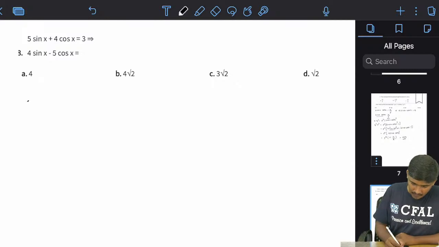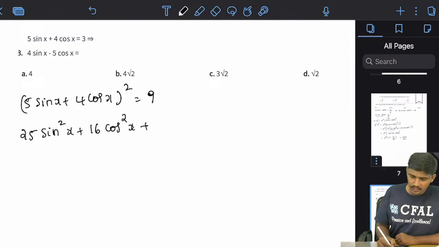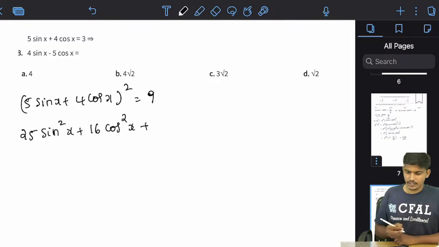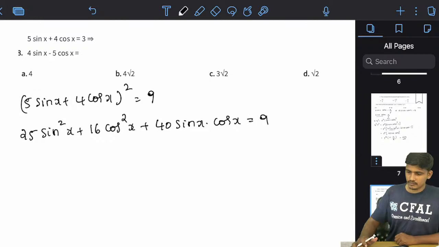Okay. So I'll just square on both sides. 5 sin x plus 4 cos x the whole square, I am doing. The whole square will be equal to just 9, right? So this is 25 into sin square x plus 16 into cos square x plus 5 into 4 is 20, 20 into 2 is 40, 40 sin x into cos x. So this will be equal to 9.